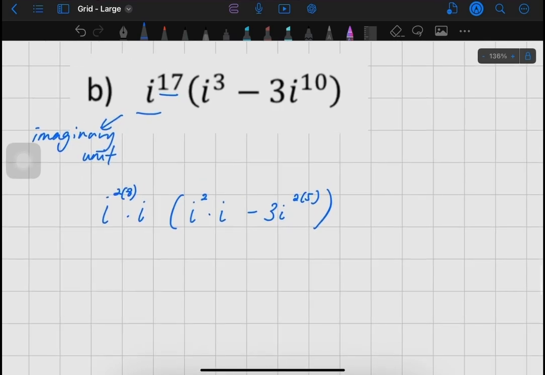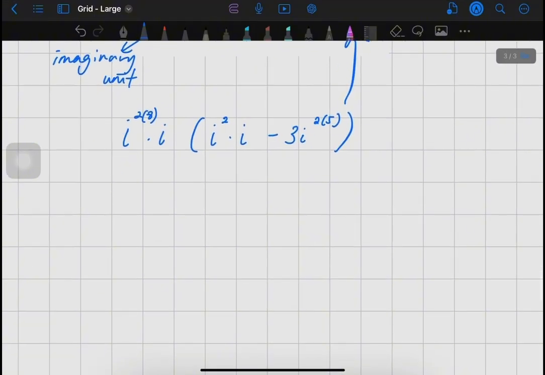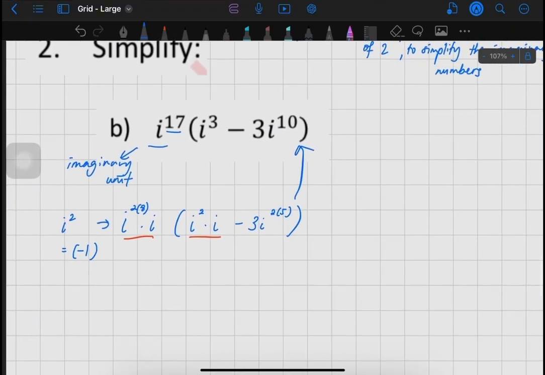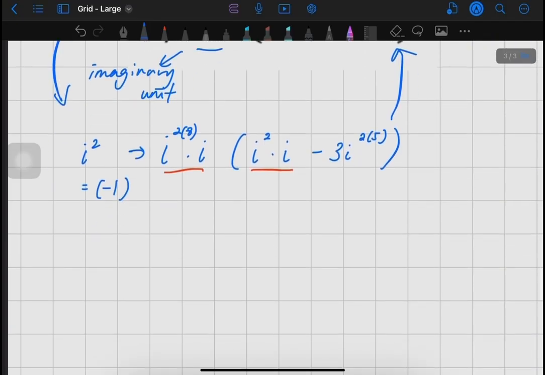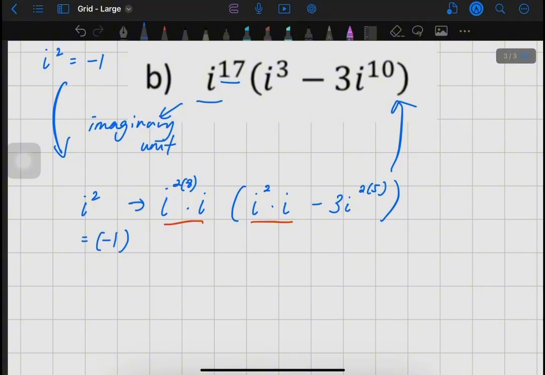So we simplify it using the multiples of 2 to get this value. It is easier, so I use the exponent rule to make it simple. So i to the power of 2 is equal to negative 1. Like the rules we learned, the imaginary unit rule, i equals the square root of negative 1, so i squared equals negative 1. So we substitute it in here, and i to the power of 2 becomes negative 1.